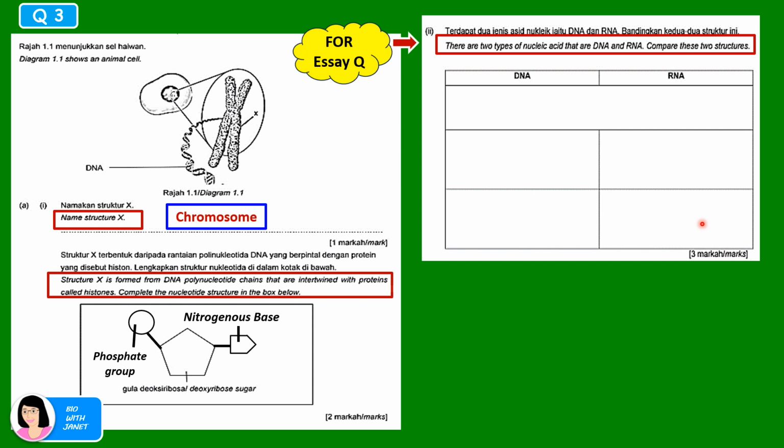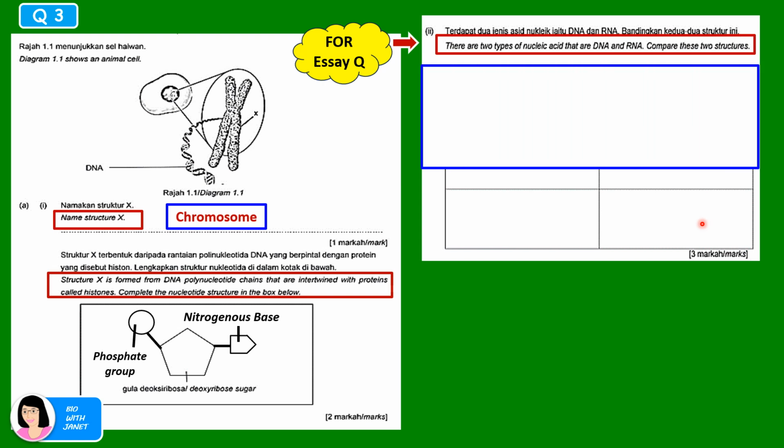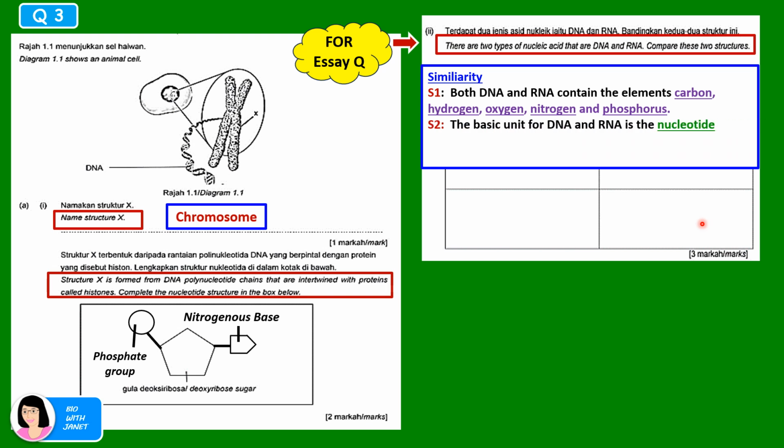All right, what is the similarity first of all? Okay, let's have a look. So try the question first. Similarity, there are 2 here. Firstly, both DNA and RNA contain the elements carbon, hydrogen, oxygen, nitrogen, and phosphorus, which is C-H-O-N-P, CHONP. Next, the basic unit for both DNA and RNA is the nucleotide, which consists of 3 parts, which are the phosphate group, pentose sugar, and nitrogenous base.